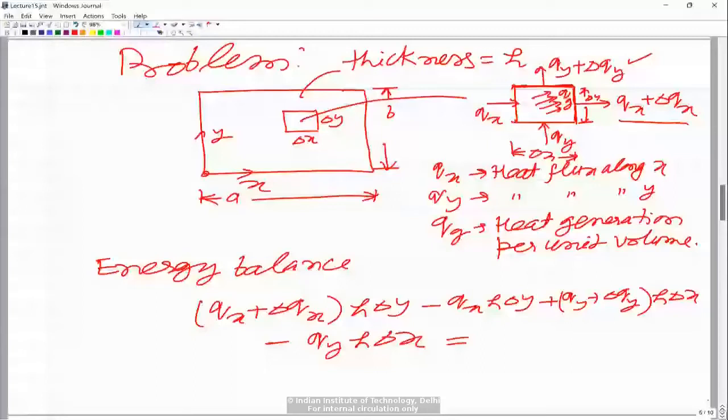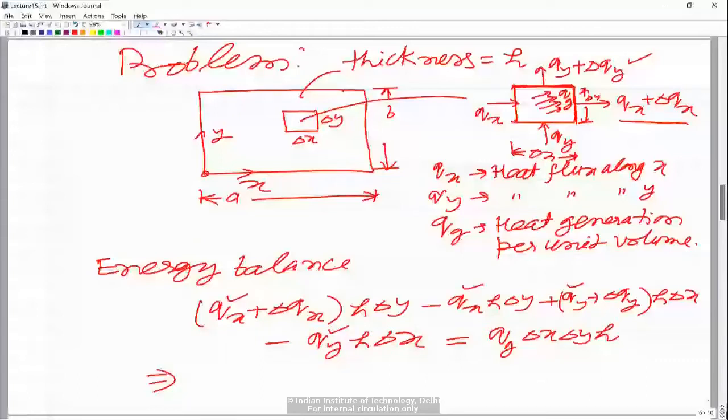Qg is the heat generated per unit volume. The volume of this differential element is delta x into delta y into h. So this is the equation you get. Now you would see that this term and this term will get cancelled out, similarly this term and this term. Then we divide the whole thing by the volume, delta x, delta y and h, and take the limit when delta x goes to 0.